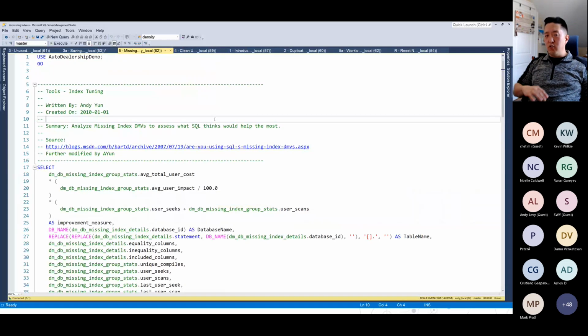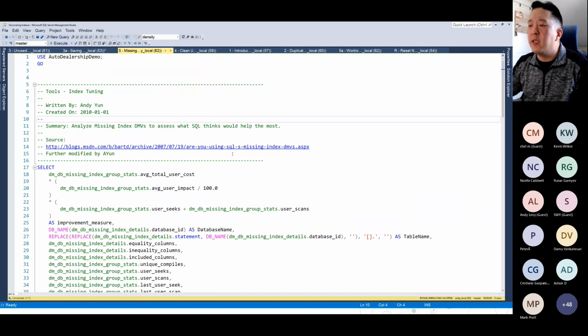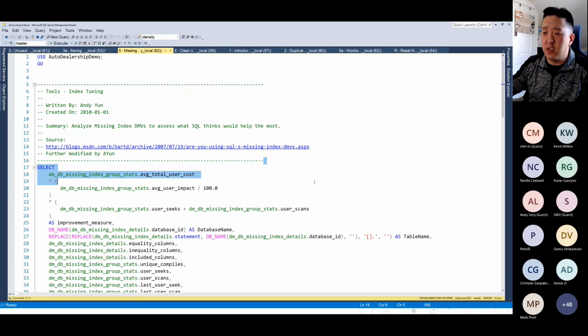So now what I want to do is pivot and spend the last few minutes briefly talking about the missing index DMV, missing index recommendations and stuff.